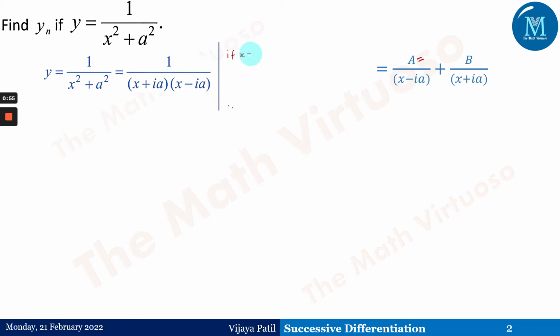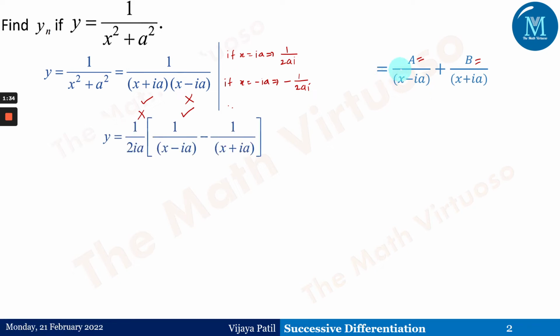To find A, if x is equal to ia, we put that value in the other factor, since there is nothing with x in the numerator, and we get the value of A as 1 upon 2ai. Similarly, to get B, we put x equal to minus ia, and we get minus 1 upon 2ai as the value of B. This is by our hiding method, which is just one line partial fraction.